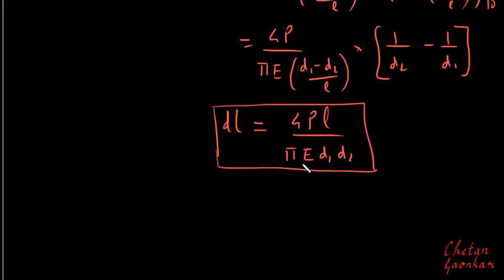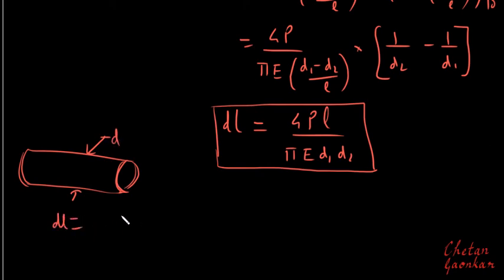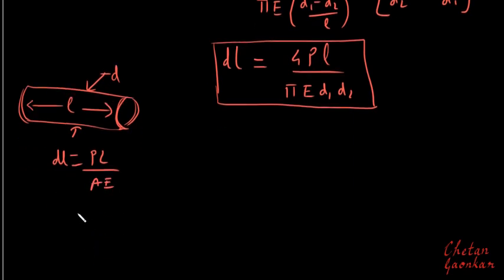You can very easily compare this with a uniform cross-sectional circular bar. Suppose its diameter is d. In this case, if it has a constant diameter d over the length L, the deformation will be PL by AE. And what will be A here? It will be PL divided by pi by 4 d square into E.